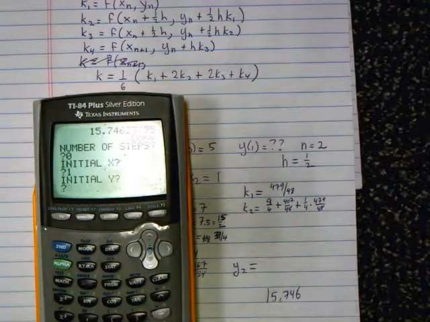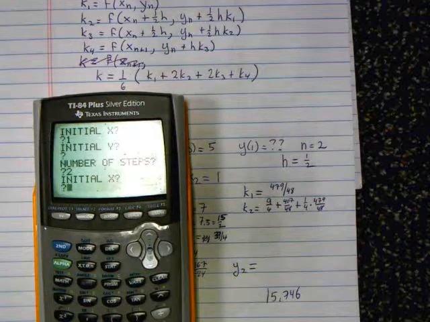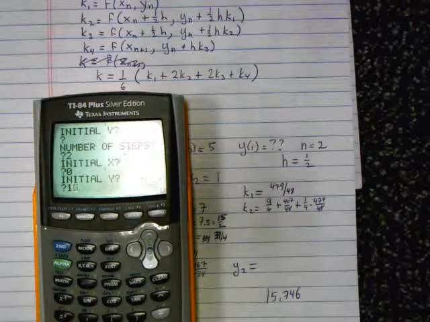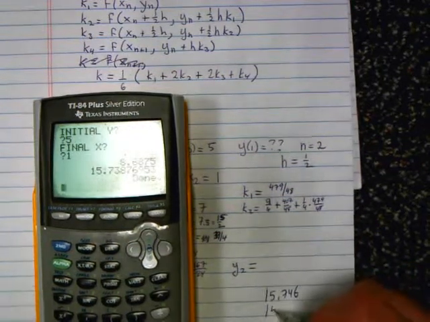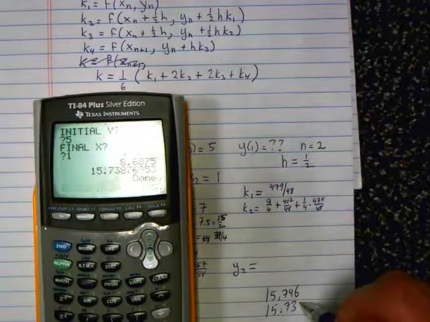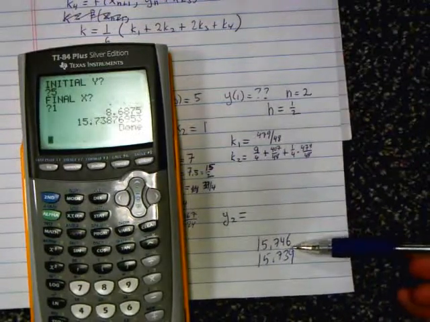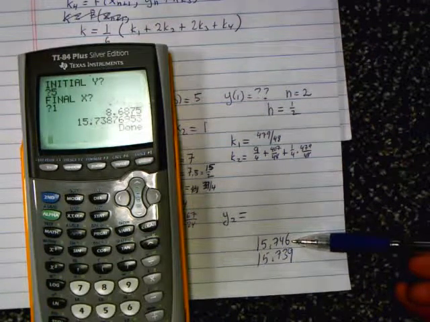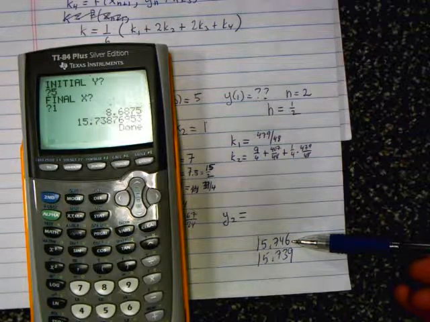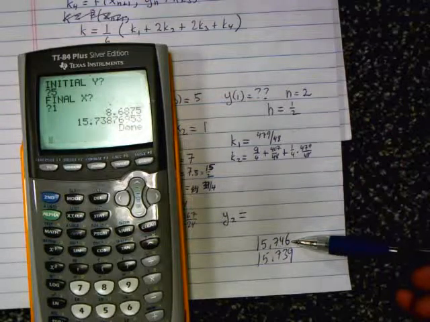Oops. Number of steps 2. 0, 5, and 1. 15.739. So after 2 steps, we got 15.739. After 10 steps, it didn't get a whole lot better, did it? So it gives you the idea of the power behind this. It doesn't take very many steps to get a pretty accurate answer.